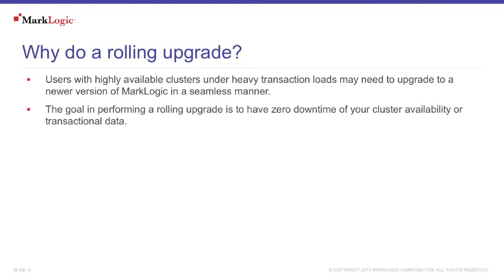Taking a cluster that hosts mission-critical applications offline in order to perform an upgrade can have a serious impact on business, be it fiscal, legal, or efficiency. These highly available clusters may need to upgrade to a newer version of MarkLogic in a seamless manner. A rolling upgrade will allow us to do this by upgrading the hosts one at a time until the entire cluster has been moved to the new version. This rolling upgrade can be performed both in a primary production cluster and in a disaster recovery cluster.